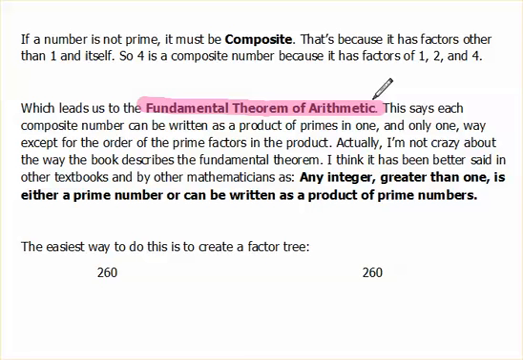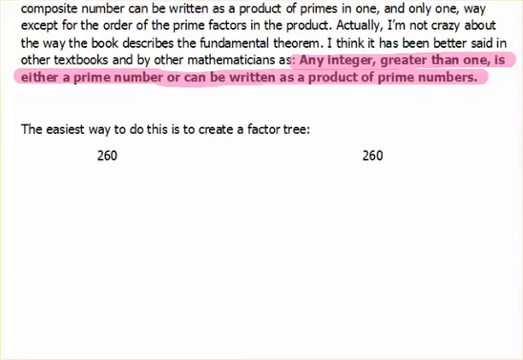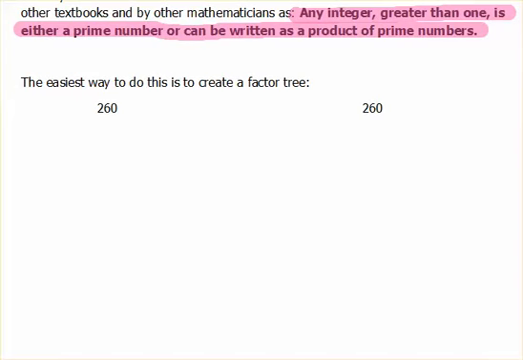So the definition that I prefer, and I think is the easiest to understand, is this one. And it says any integer greater than 1 is either a prime number or can be written as a product of prime numbers. I think that's a much better definition. So let's see what we're talking about here. Now, the easiest way to make sure that a number is prime is to try to do what we call a factor tree.